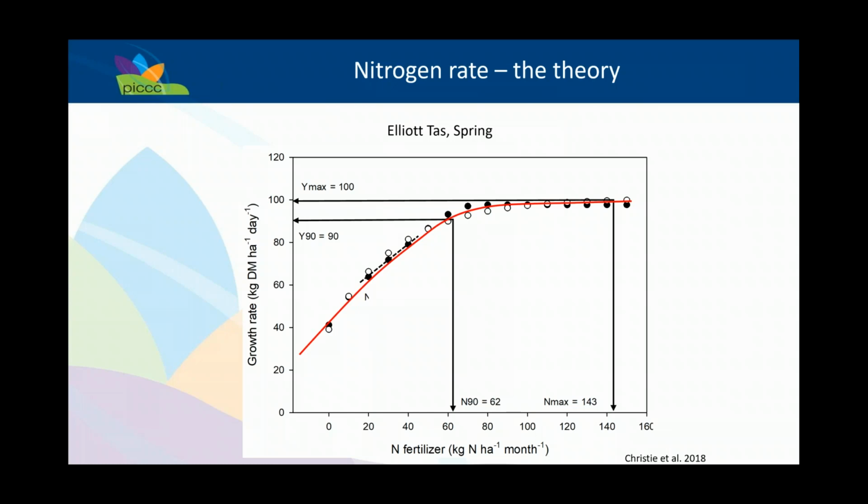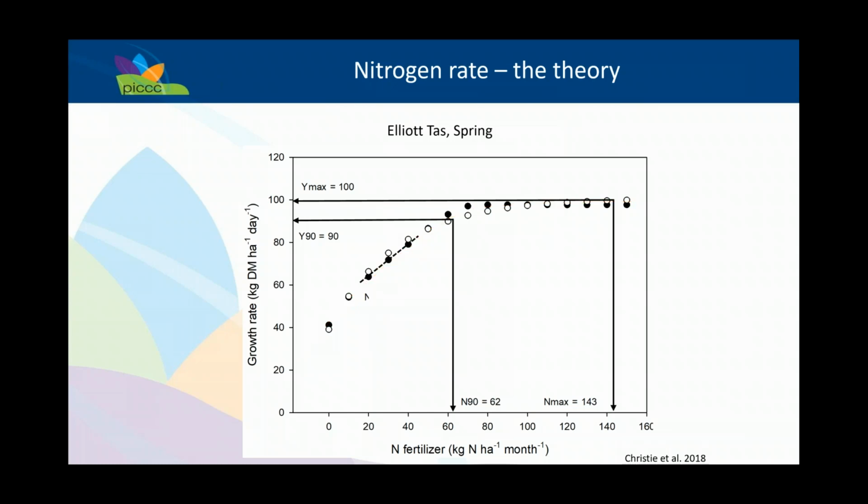So we pull it back to say the maximum amount of nitrogen in this scenario you should apply shouldn't be more than 62 kilograms of nitrogen, where you will get 90% of the potential that you could have got, and you stayed on the steep part of the curve.